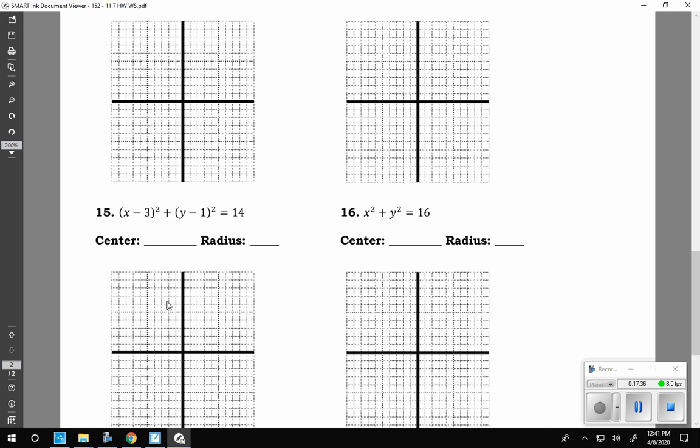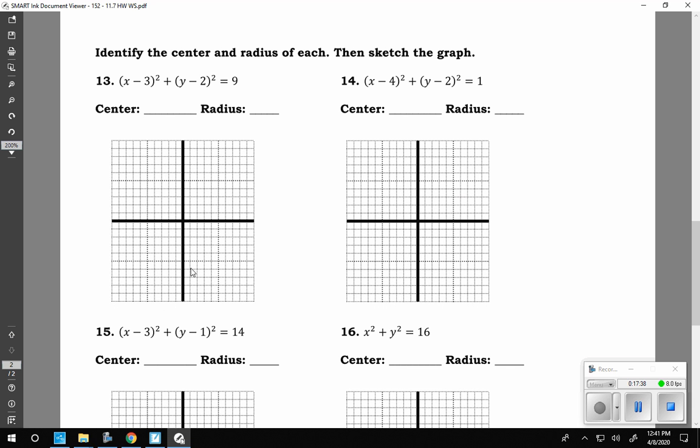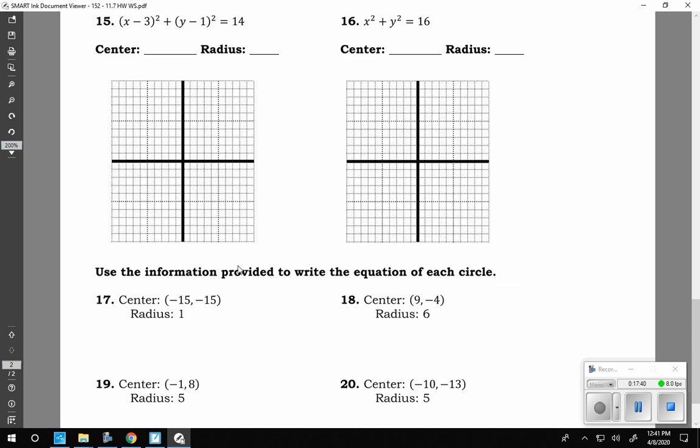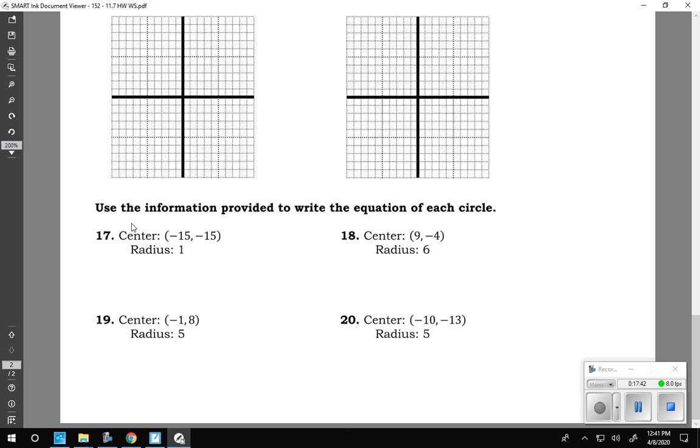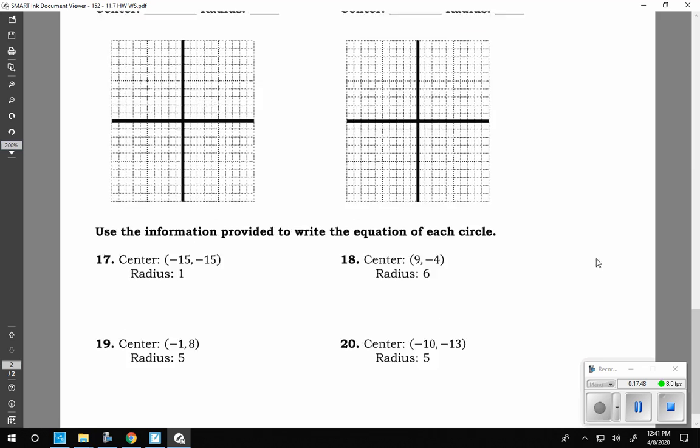And then, yeah, you're going to graph some circles. Again, try your best to make it on your piece of paper if you're not able to print this. And then the last 3 examples we did are just like these 4 here, where you're going to write the equation. As always, let me know if you need any help.